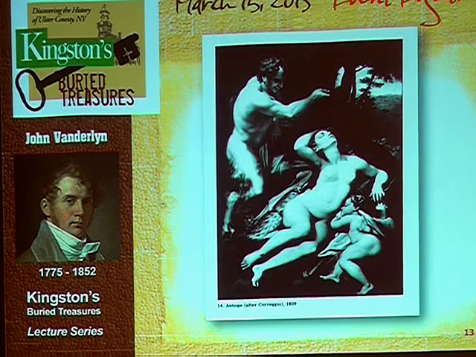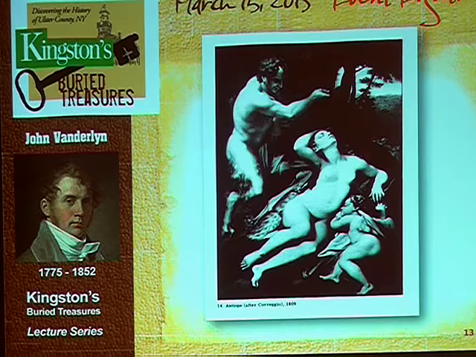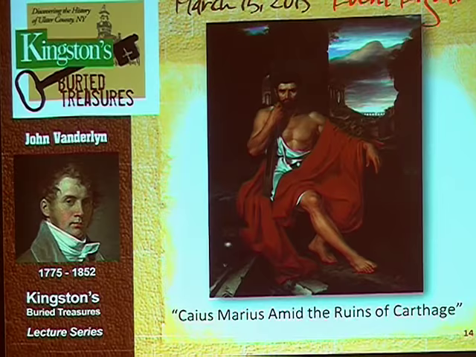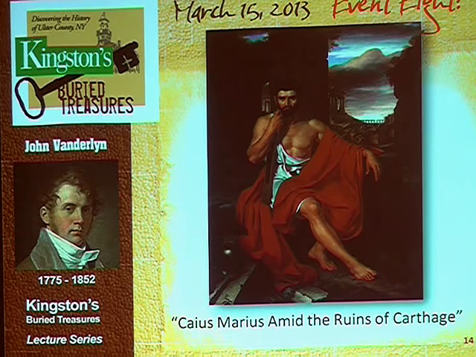So we're about to move on to one of his original works, which is Caius Marius Amid the Ruins of Carthage. A definite high point in Vanderlyn's career was the 1806 painting of Caius Marius Amid the Ruins of Carthage, painted while he was in Italy. There are a lot of similarities between the fallen Roman man of power, Marius, a powerful Roman general, shown in defeat. This is a true story.